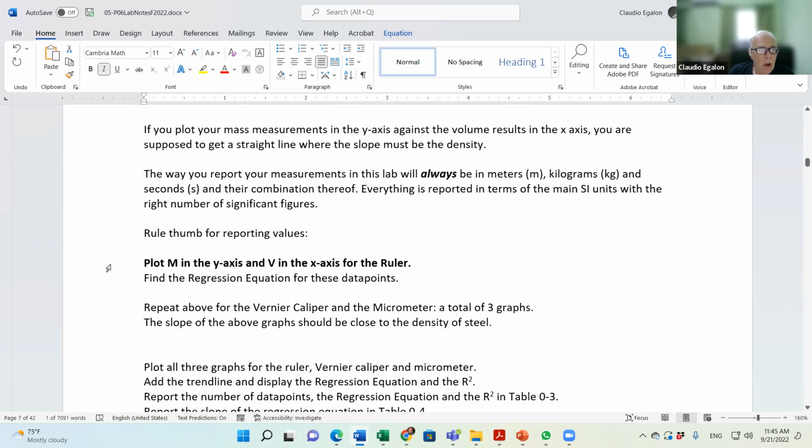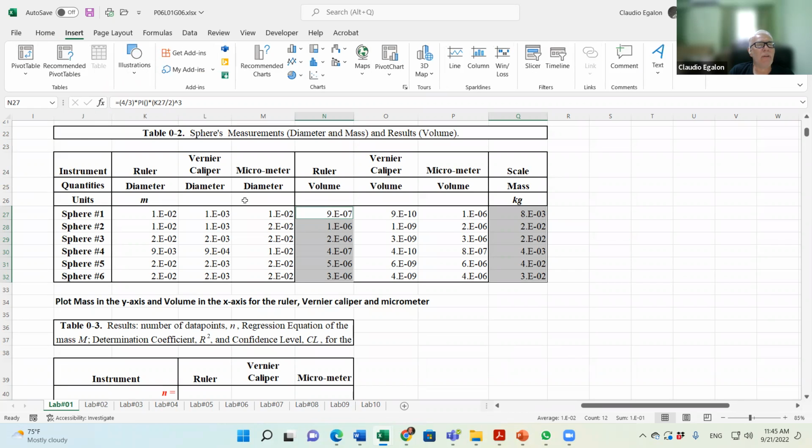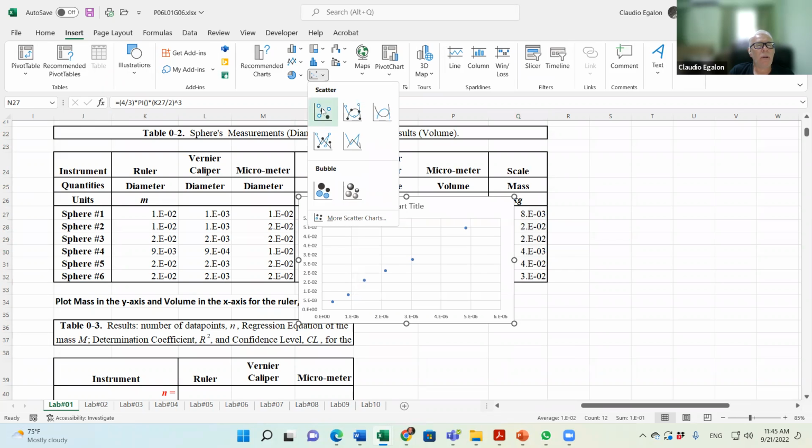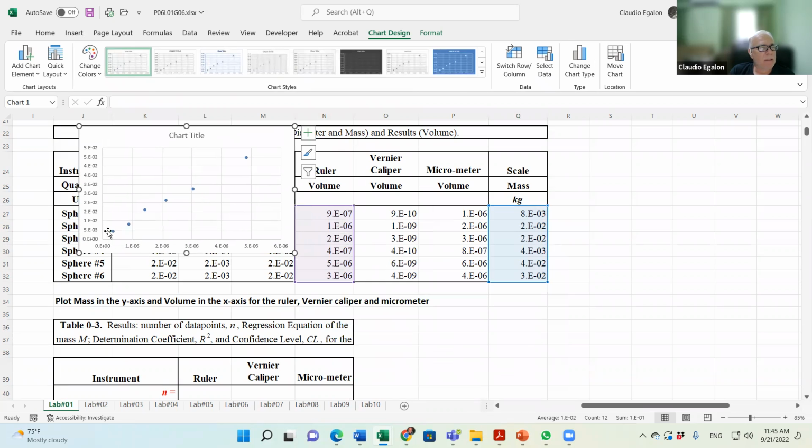Here you go. Plot M in the y-axis. I'm going to do that with you, right? Start with the ruler. Here you go. Highlight the mass, highlight the volume. Make sure you know how to do that. There's a little trick here. If you can't get the plot, let me know. Insert chart. Here you go. We get a plot. Does it look like a straight line? It looks like a straight line, right?